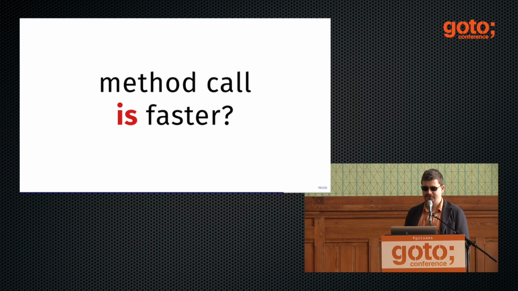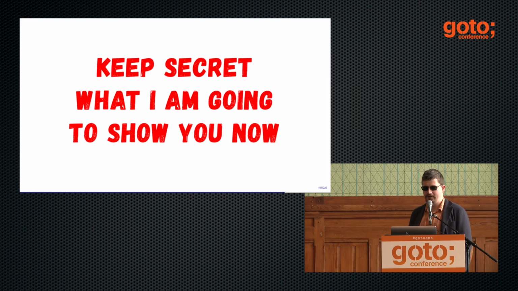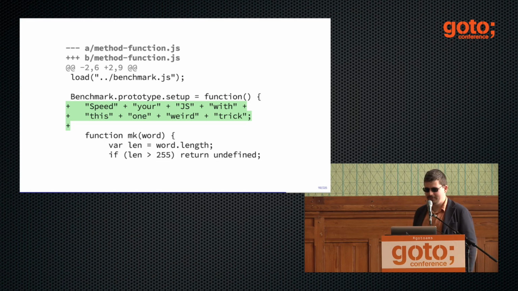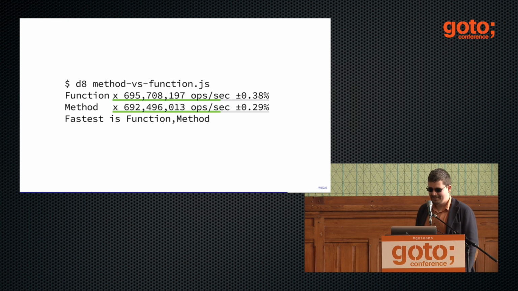So we can ask this question. And please don't show anybody what I'm going to show you now. It's for you as GOTO attendees. If you take this benchmark prototype setup function, which was setting up our benchmark, and you just add these strings inside there, like this, speed up your JavaScript with this one weird trick, and then you run it again, it's the same performance between the function and the method. So obviously something is not really right here.